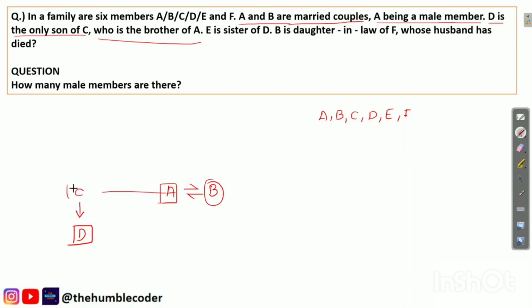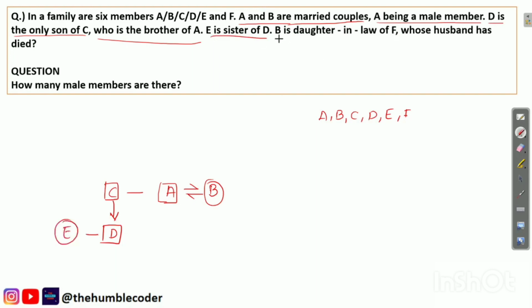So let me create a clear diagram so that there will be no confusion. So this was A. Let us read this statement completely first. D is the only son of C, who is the brother of A. So C is the brother of A and D is the only son of C. So this is the diagram as of now. Let us read the statement further. E is the sister of D.